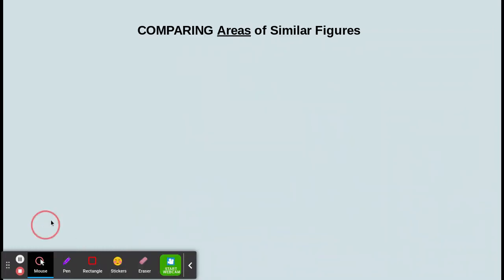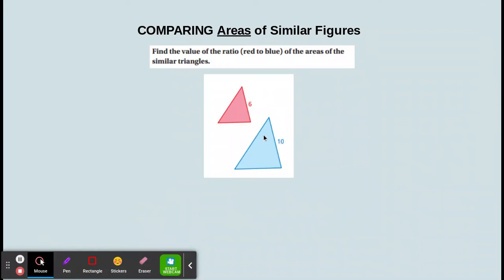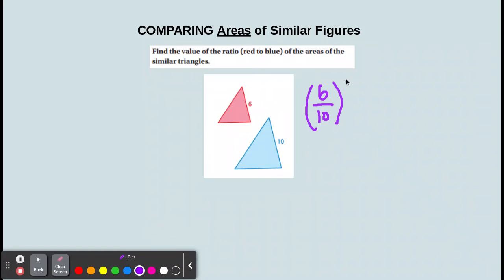But let's try a problem. So here we have two triangles. We want to find the value of the ratio of the red to blue of the areas. So we need to look at the side lengths, right? Remember, the value of the ratio of the side lengths squared will equal the value of the ratio of the areas.